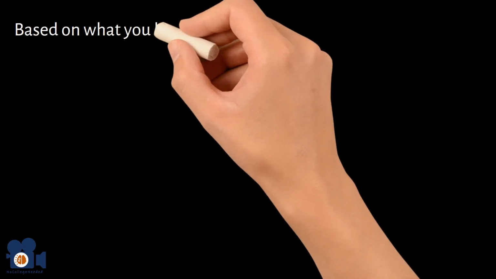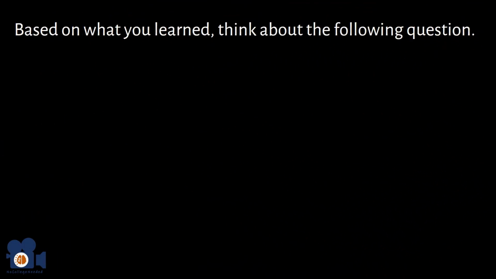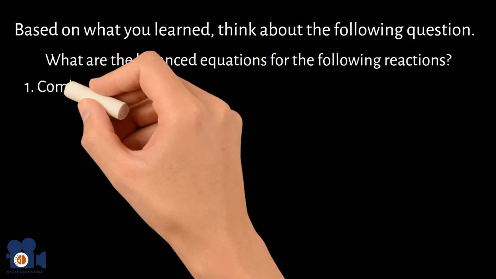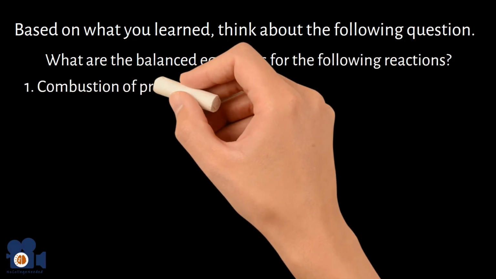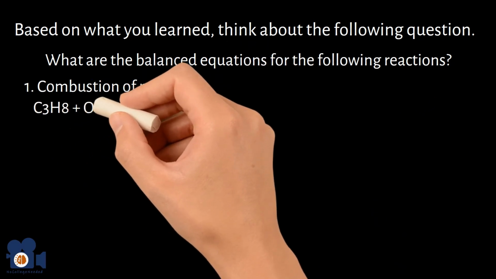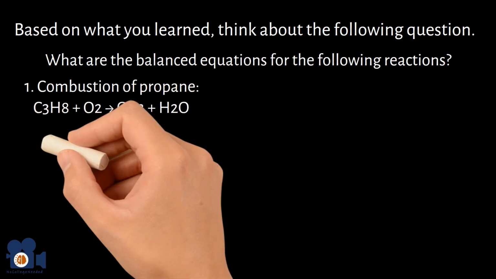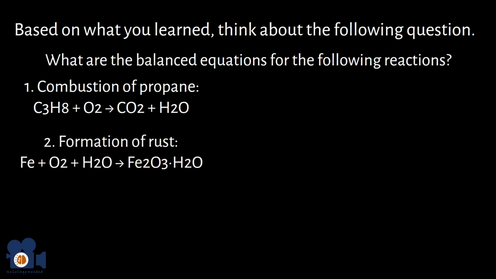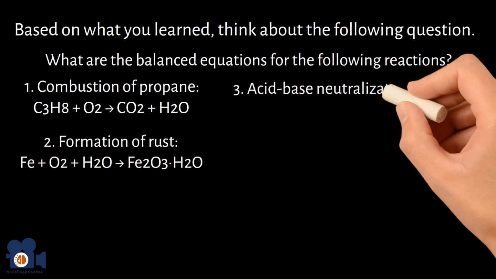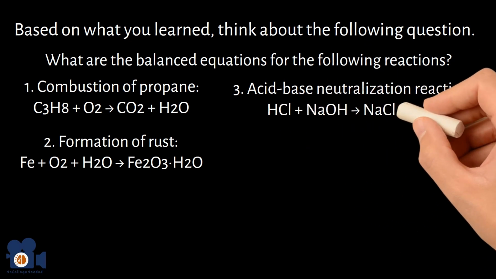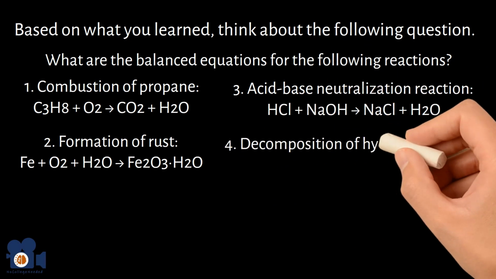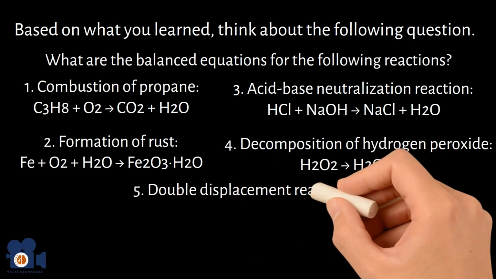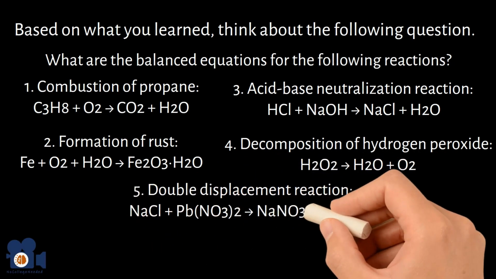Based on what you learned, think about the following question. What are the balanced equations for the following reactions? 1. Combustion of propane, C3H8 plus O2 yields CO2 plus H2O. 2. Formation of rust, Fe plus O2 yields Fe2O3. 3. Acid-base neutralization reaction, HCl plus NaOH yields NaCl plus H2O. 4. Decomposition of hydrogen peroxide, H2O2 yields H2O plus O2. 5. Double displacement reaction, NaCl plus Pb(NO3)2 yields NaNO3 plus PbCl2.